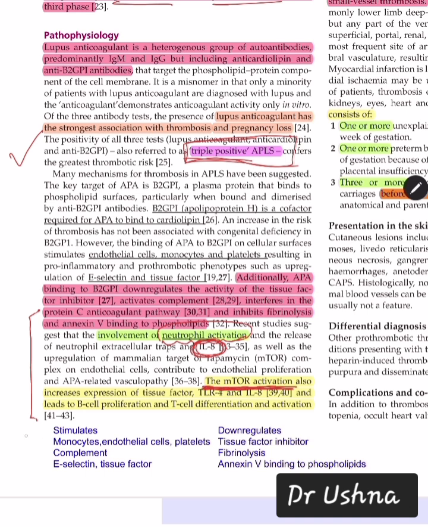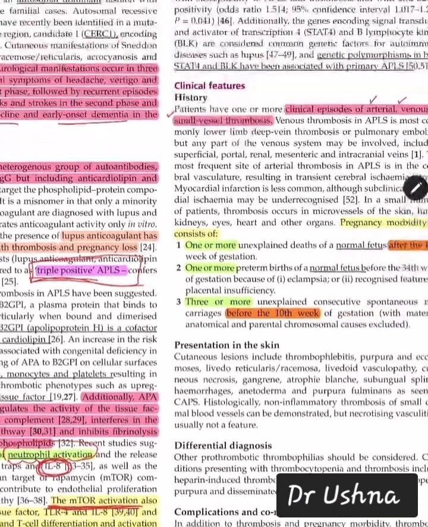Some things are stimulated in the pathogenesis of APLA, and some are down-regulated. Stimulated things are monocytes, endothelial cells, platelets, complement, E-selectin, and tissue factors. Down-regulated things are tissue factor inhibitors, fibrinolysis, and annexin V, a protein that binds to phospholipids.